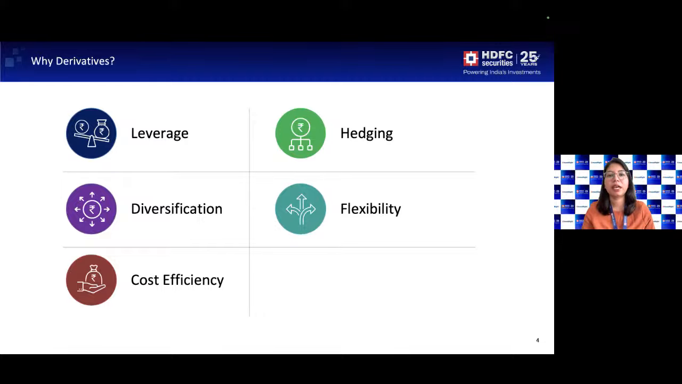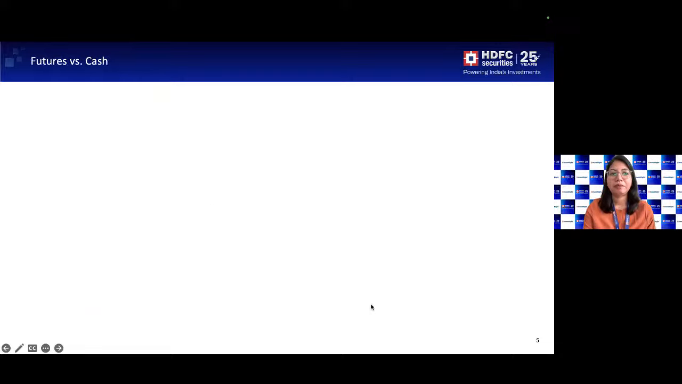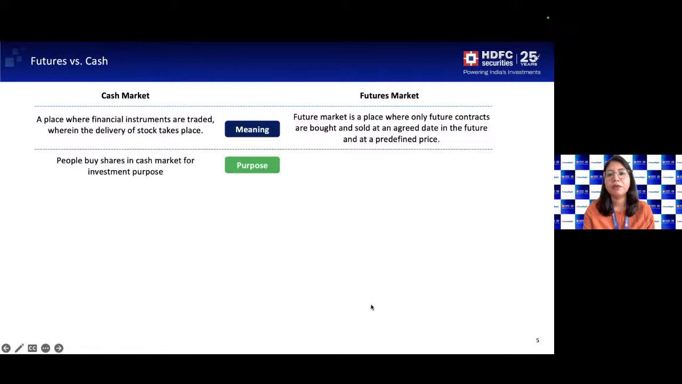So I hope we have set enough background for what derivatives are, why we need to participate in them, and why it's a good idea to participate in them, right? Now let's go forward and understand how the futures market is different from the cash market.